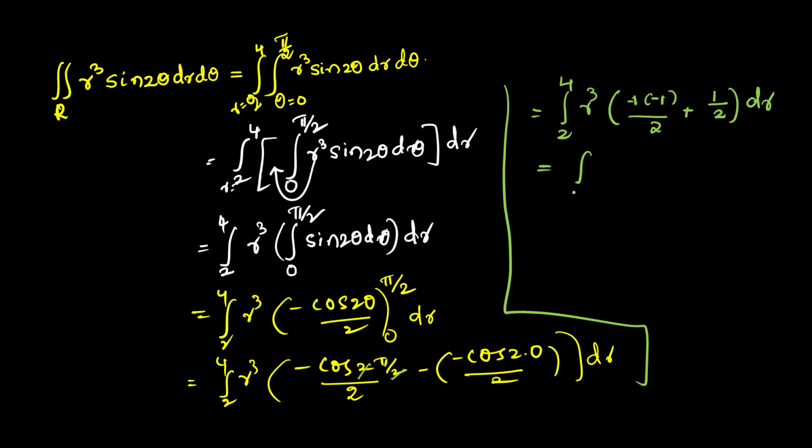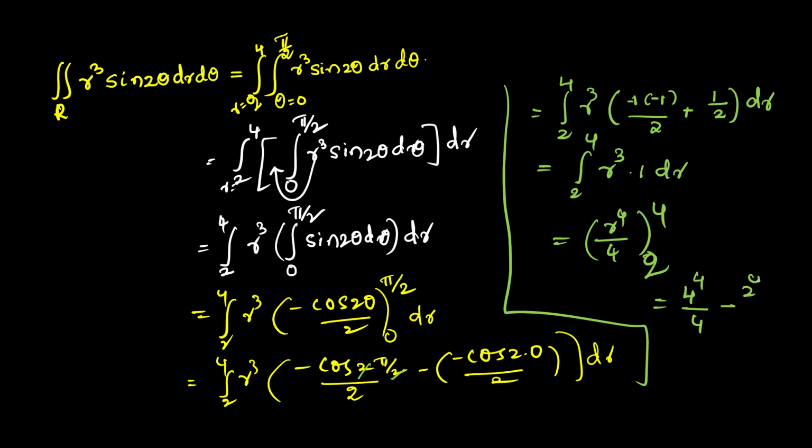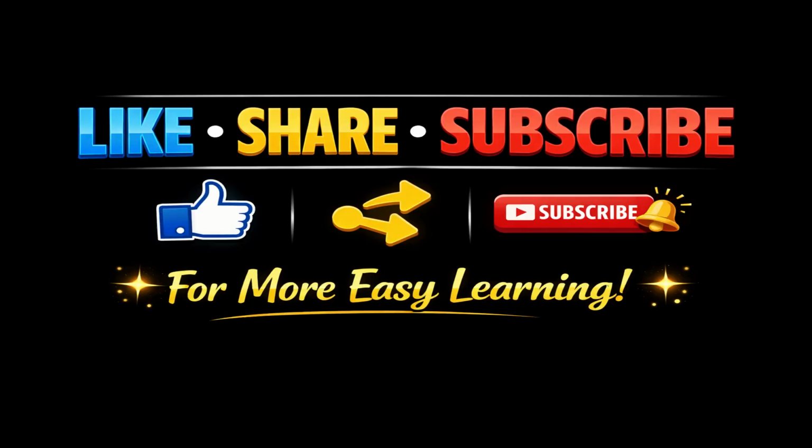Next, again integral 2 to 4, we get r cube, this value is 1, into dr. Integration of r cube is r power 4 by 4, lower limit 2 to upper limit 4: 4 to the power of 4 by 4 minus 2 to the power of 4 by 4. So on simplifying you get the complete answer.